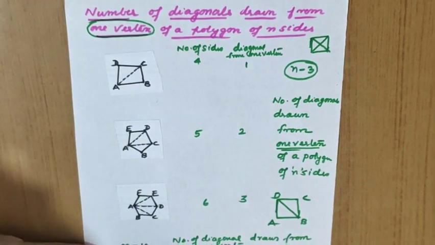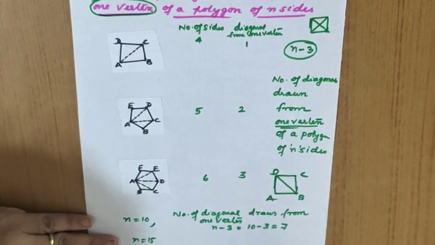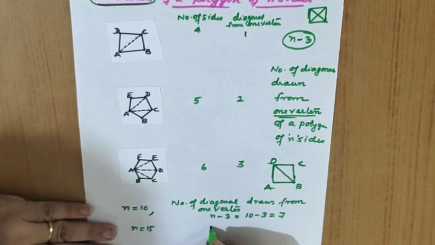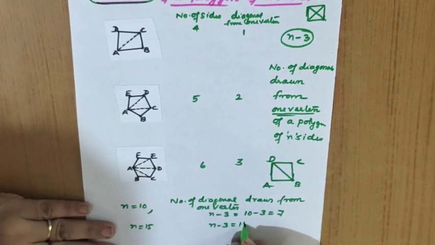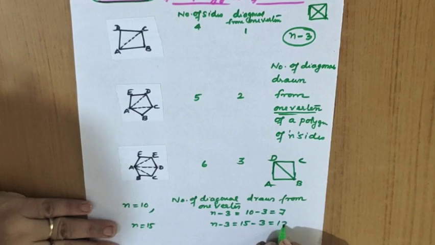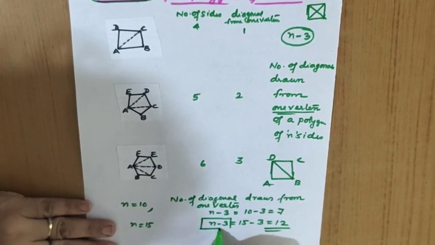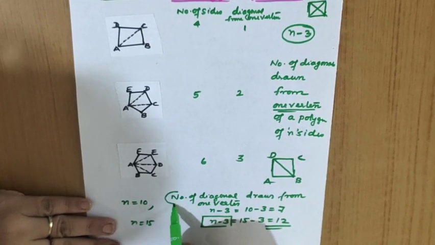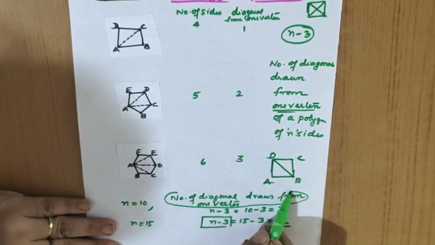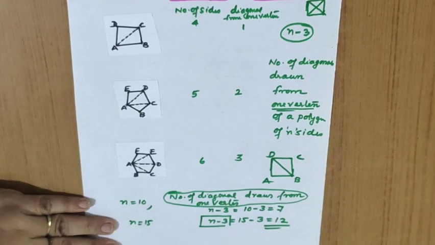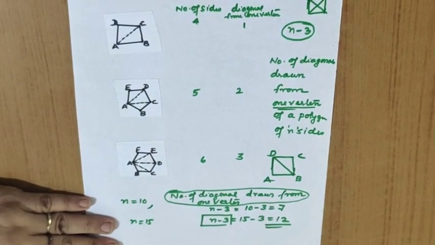Now n equal to 15. The number of sides is 15. Then the number of diagonals, what is the formula? n minus 3 means 15 minus 3 equal to 12. So the formula is for which one? The number of diagonals drawn from one vertex for any number of sides, right? So the formula is n minus 3.